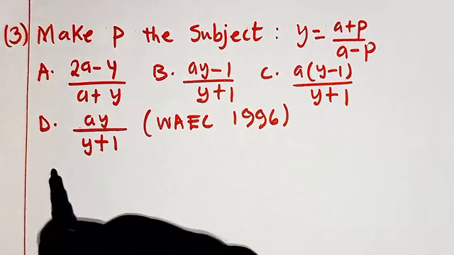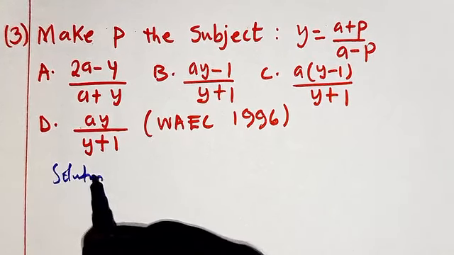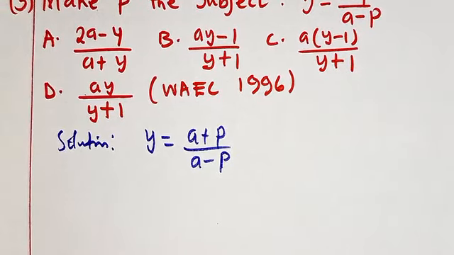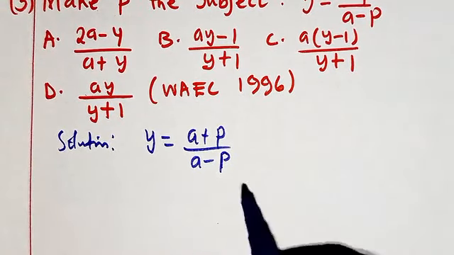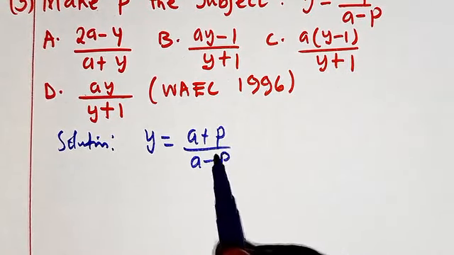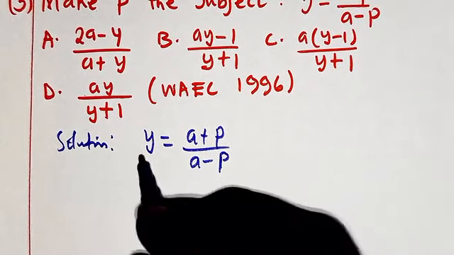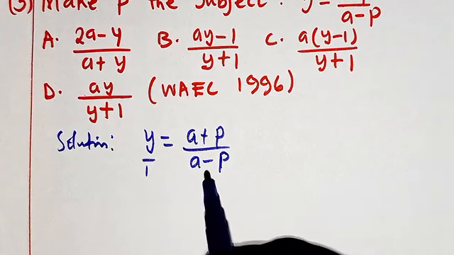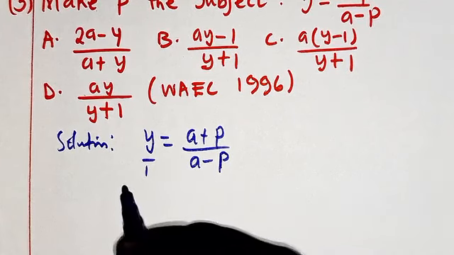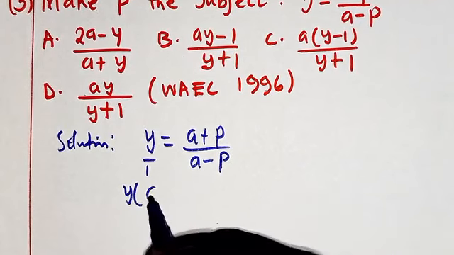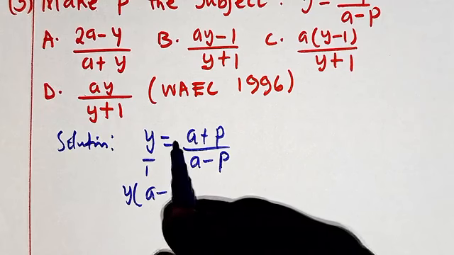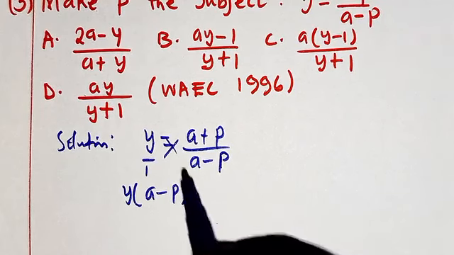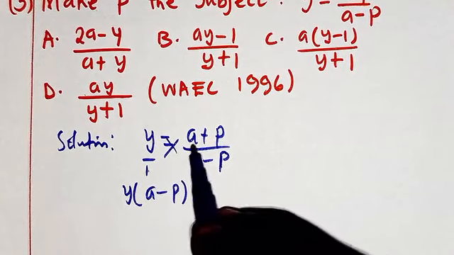So now from here, we are going to cross multiply because we want to make p the subject of formula. I'm going to write this y as over 1. Cross multiply means a minus b is going to be multiplying y. This is what I mean by cross multiplication. So this we multiply this, and equals this we multiply this.